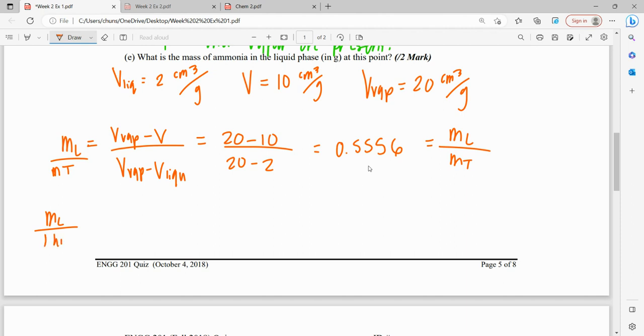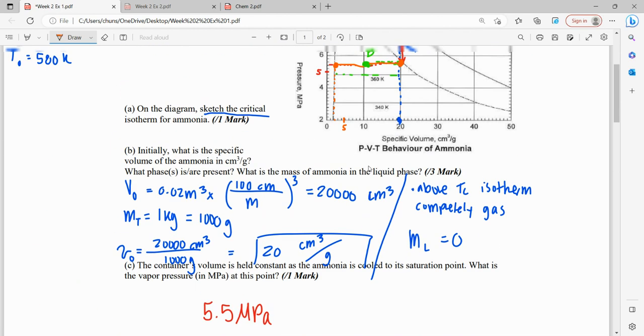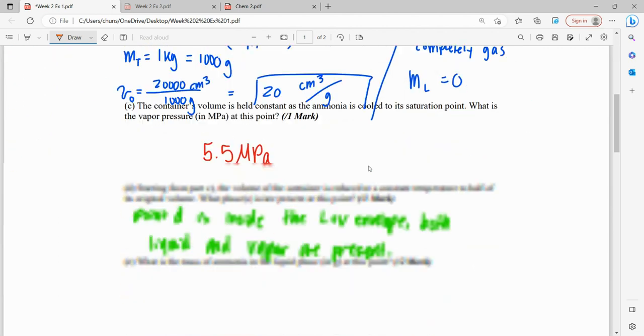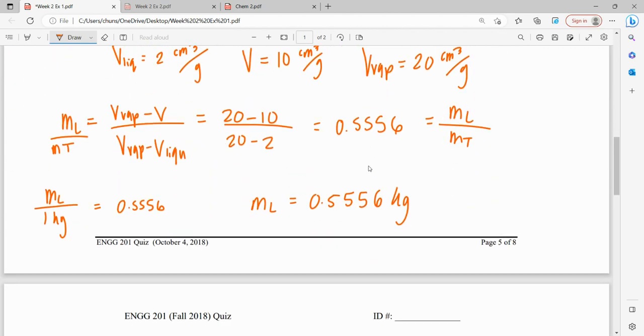Our total mass is 1 kilogram. So we multiply that over, then our mass of our liquid phase is 0.5556 kilograms. And we wanted that in grams. So then that is equal to 555.56 grams.